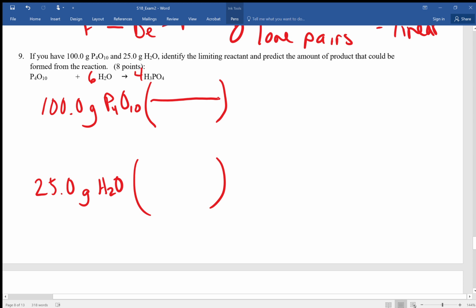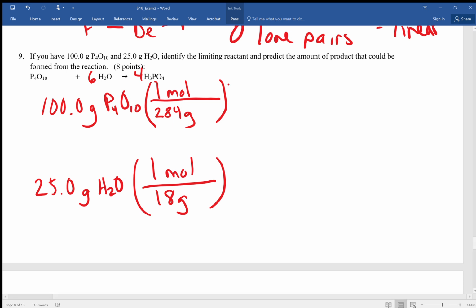So in both cases, we're going to start out with 1 mole of whatever starting material is. For P4O10, that has a molecular mass of 284 grams. For water, that has a mass of 18 grams. Now we're looking at moles of the starting material.